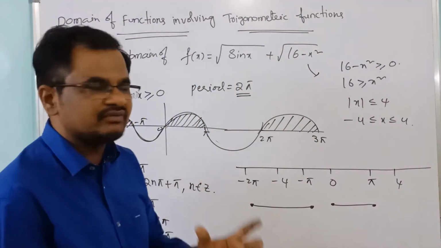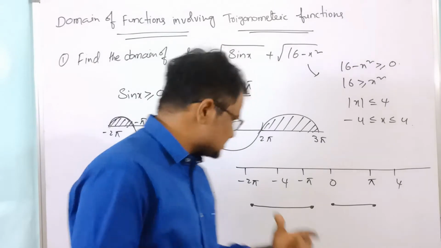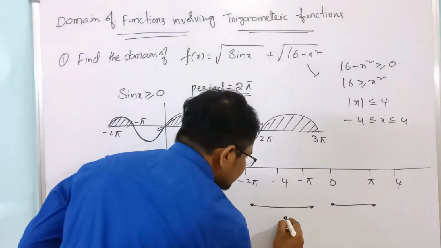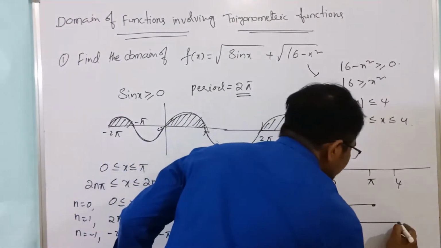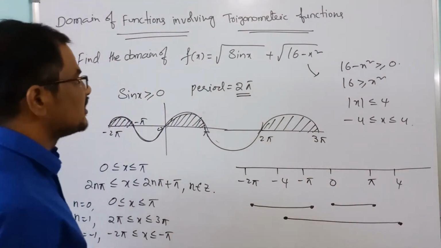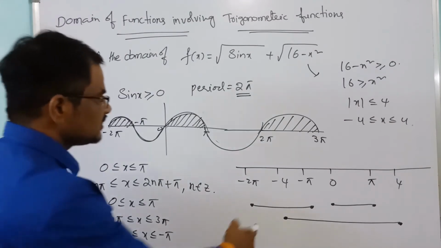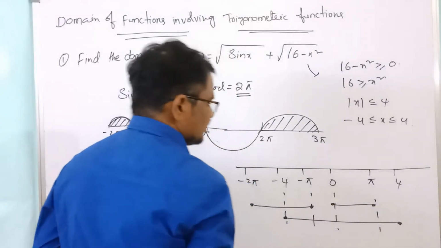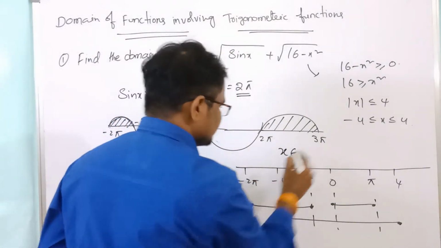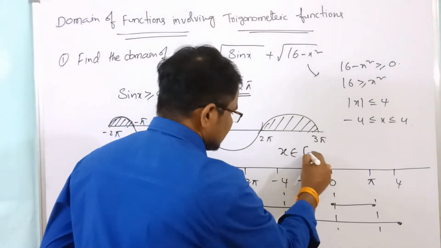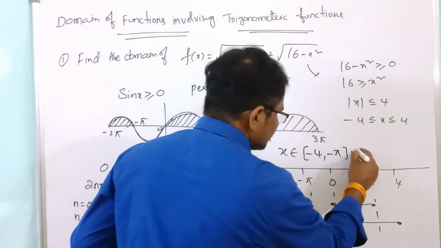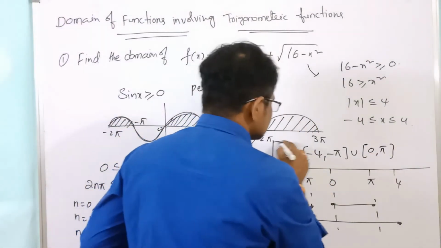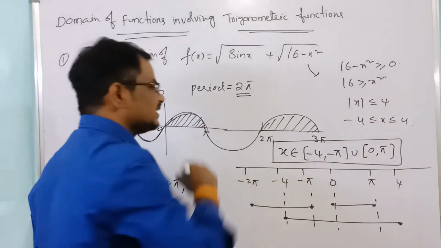We only take the intervals where we get common values with this one. Now take this closed interval −4 to 4. What are the common values? Observe, these are the common values, here to here and here to here. So x belongs to the closed interval [−4, −π] union the closed interval [0, π]. This is the required domain of the given function.